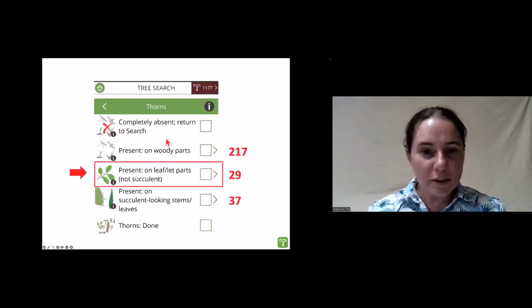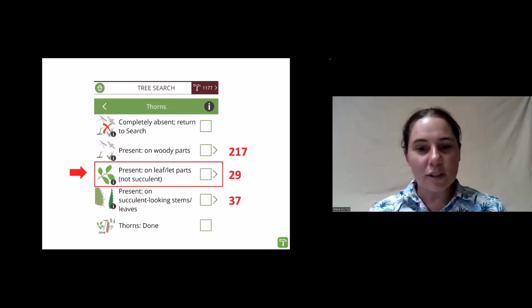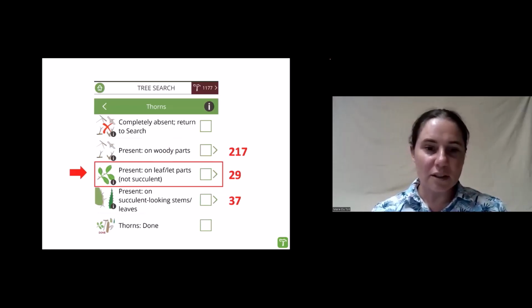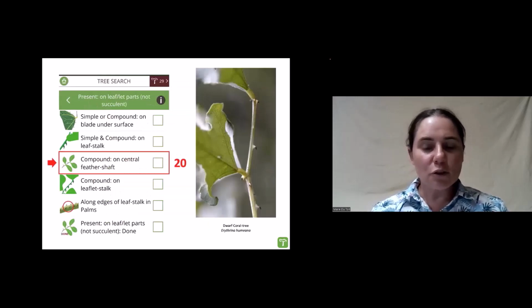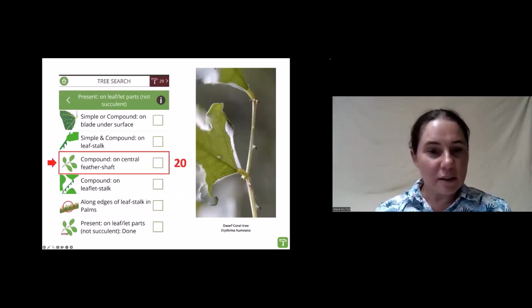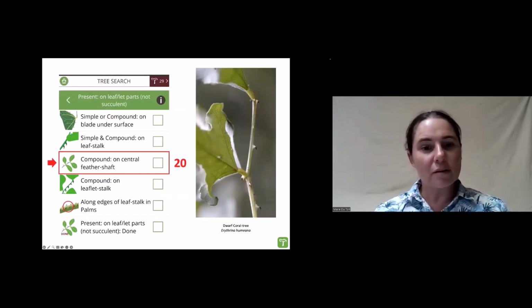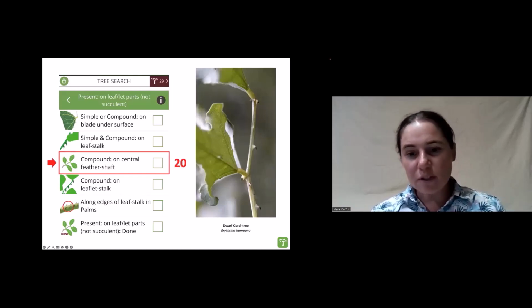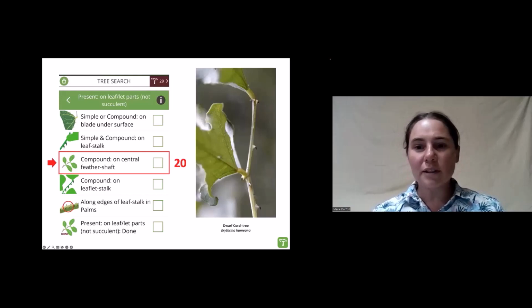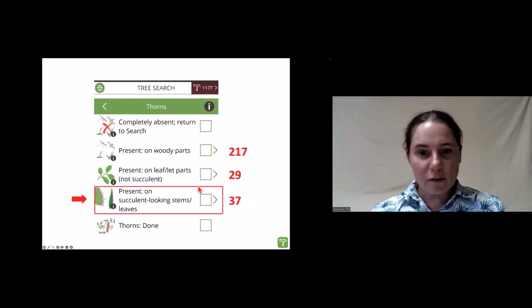So now we are looking at thorns on leaflet or leaf parts that are not succulent. Can you see there's 2 options, succulent and not succulent? Can you see only 20 species? And if we look at those on compound and central featherlet shaft, have a look at that very nice picture of the dwarf coral tree where you can clearly see that it's got thorns on the leaf shaft and the featherlet shaft. And then the last example that I want to show you is succulent leaves.